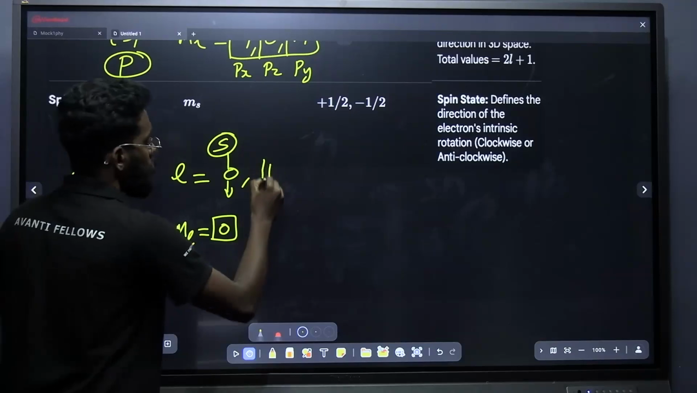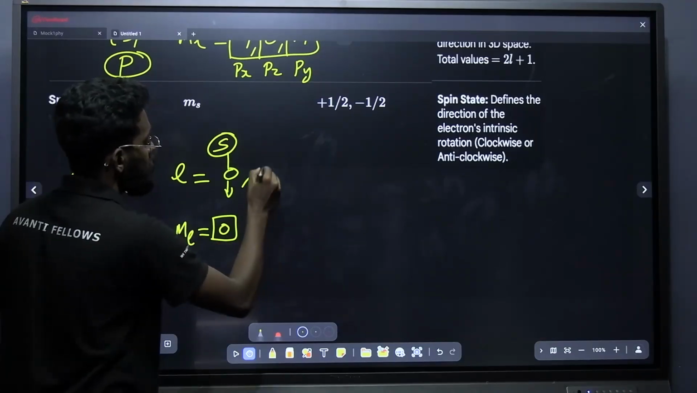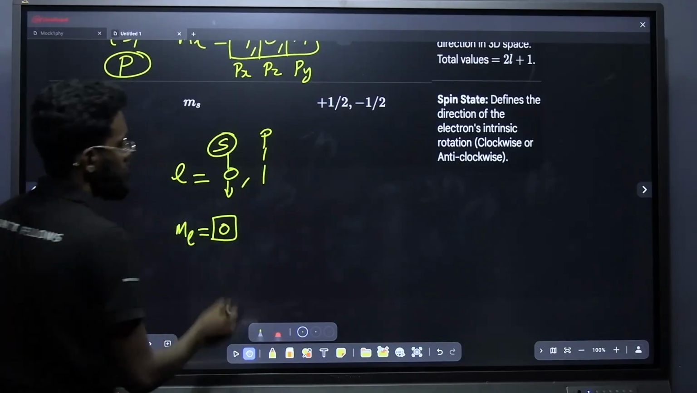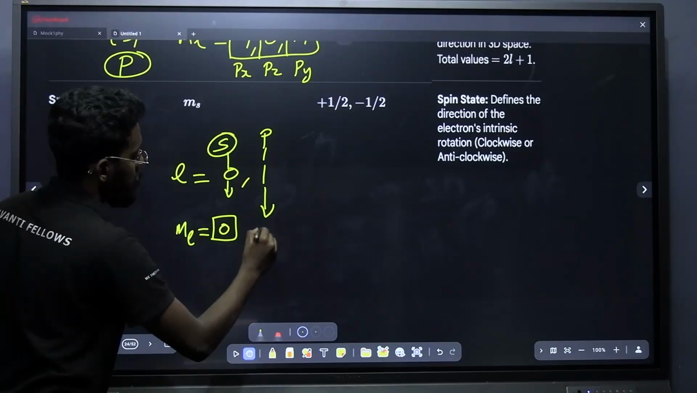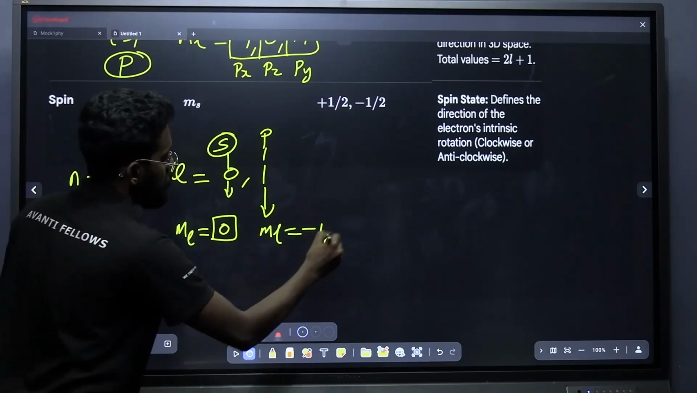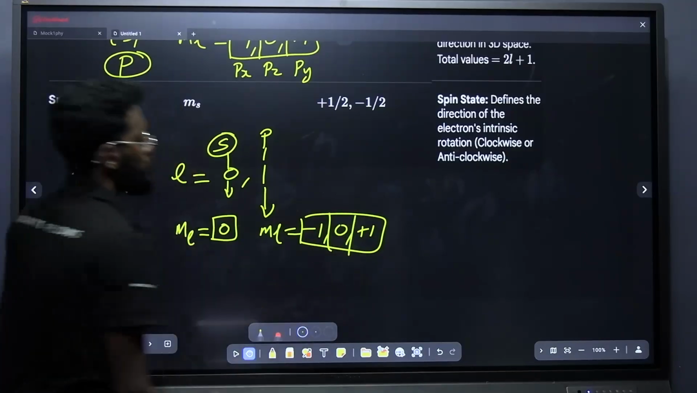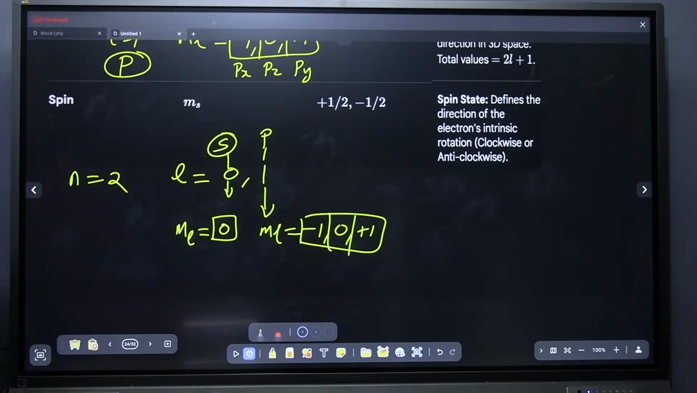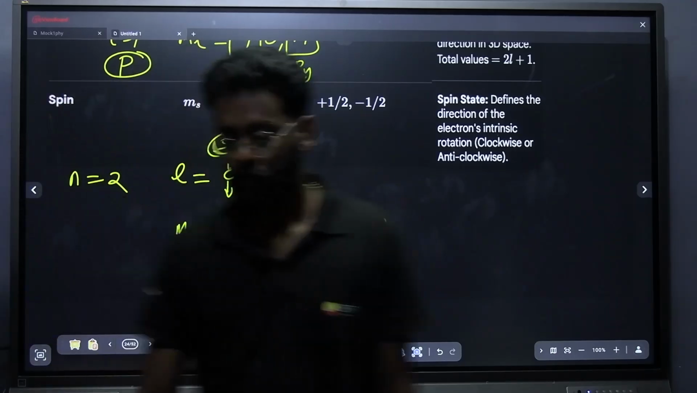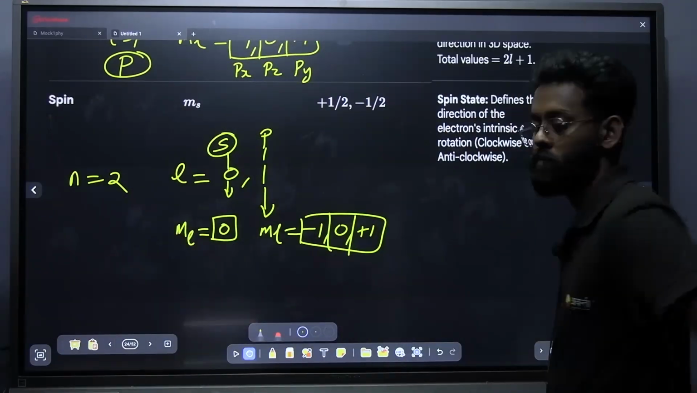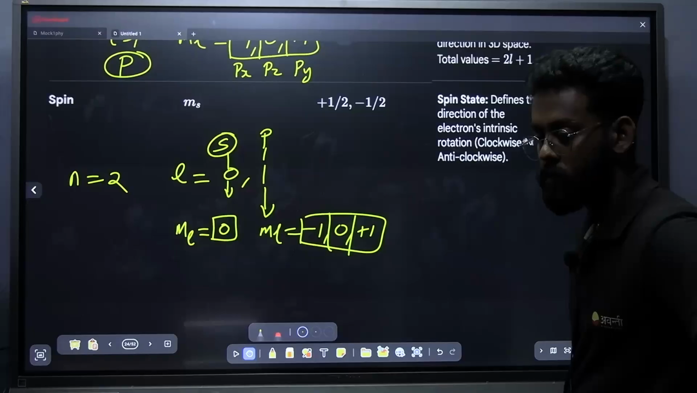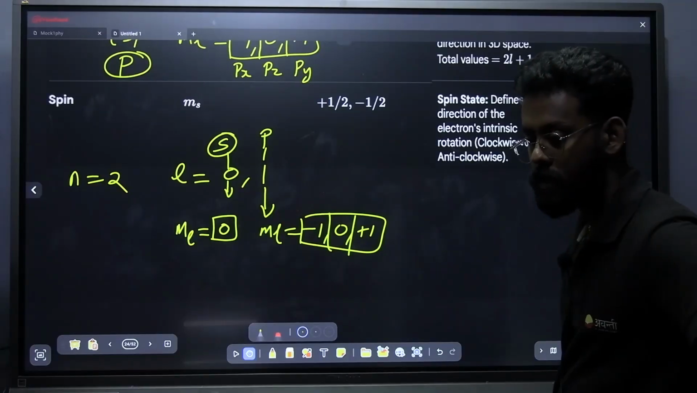Now for l equal to 1, it is the p subshell, and the p subshell has how many ml values? Minus 1, 0, plus 1, like that, 3 ml values. Got it? Is it clear? Is it clear, Gayatri? Or is it a doubt that you are asking?